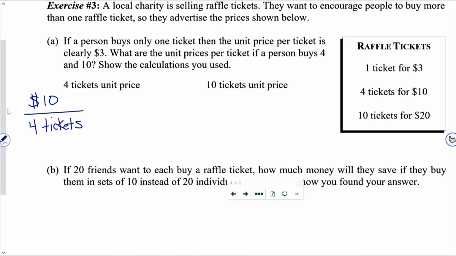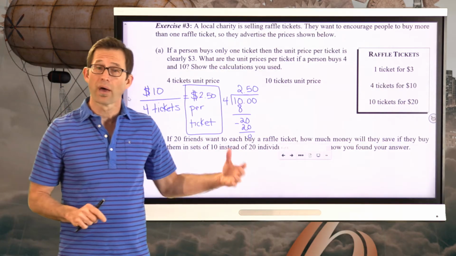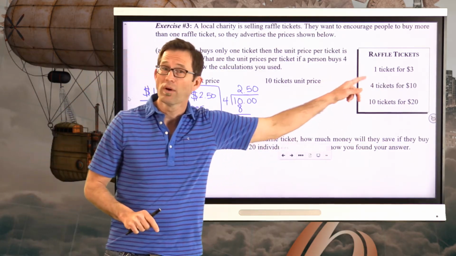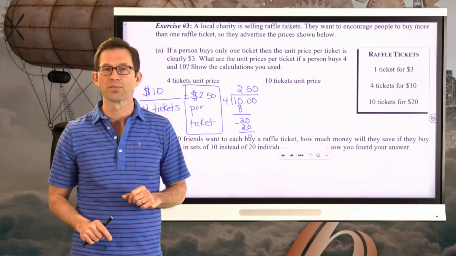tickets. Now, in order to do that, I might need to come over to the side of my paper. I might also be able to just do this in my head, but I might have to divide 10 by 4, in which case I'm going to get 2, 8, 2, 5, 20, subtracting 0. I'll throw another one on there. So that's going to be $2.50 per ticket. So if I buy 4 tickets, it's a better deal per ticket than 1. 1 ticket costs me $3, but if I buy 4 tickets, I get them now at $2.50 per ticket.